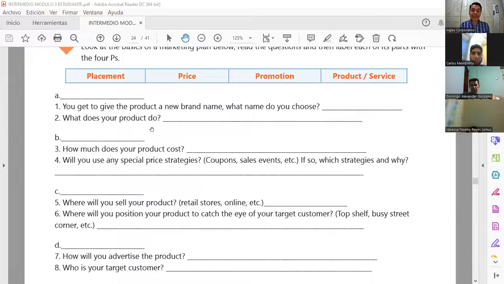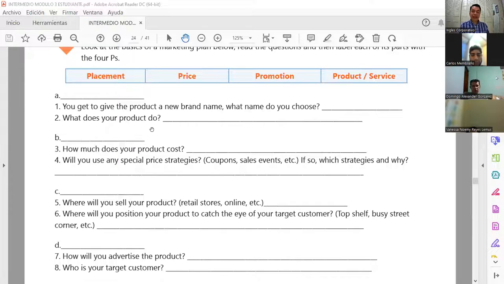Will you use any special price strategies? For example, 2x1. If you buy one product, the second product is half price. Coupon, right? For example, the one that says, if you are reading this advertisement, cut this coupon and ask for a lower price. Sales events, this is very common, right? In some commercial centers, for example, people on the street, or house by house, they go and promote this sales event, et cetera. What is the strategy you're going to use to sell your product or to make your product more attractive, using the price? If so, which strategies and why? Why are you going to use these strategies?